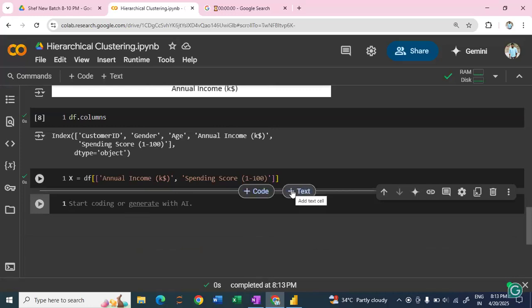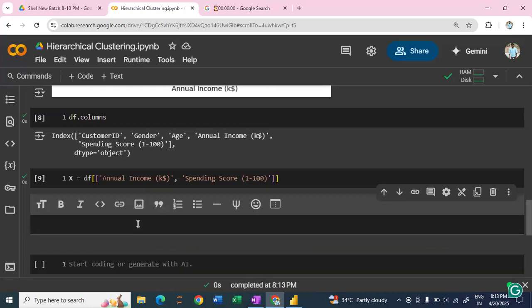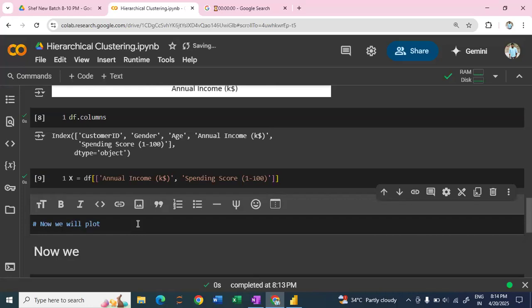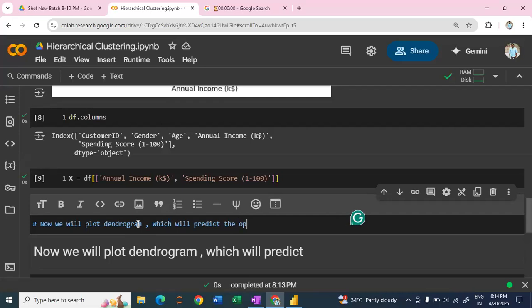Now it's time to plot the dendrogram. So now we will plot the dendrogram, which will predict the optimal number of clusters.